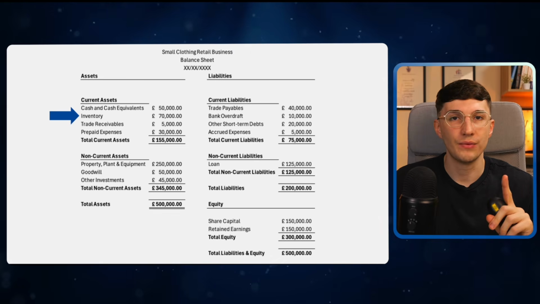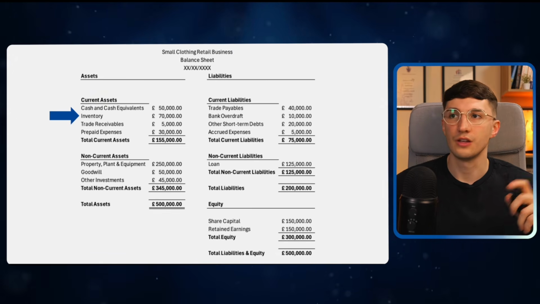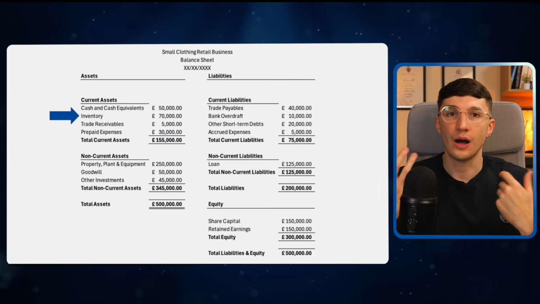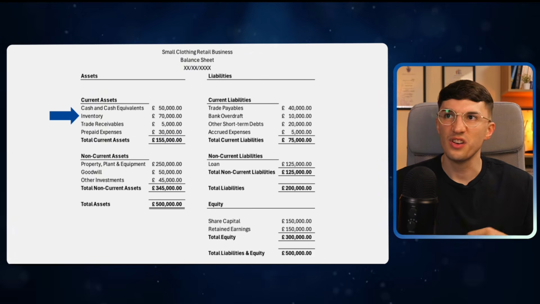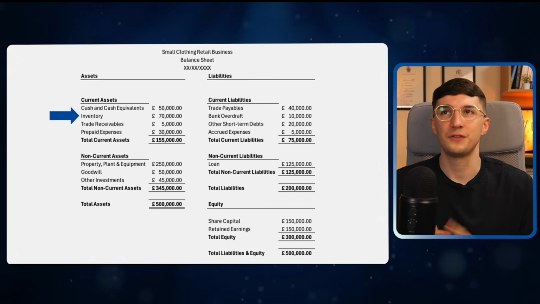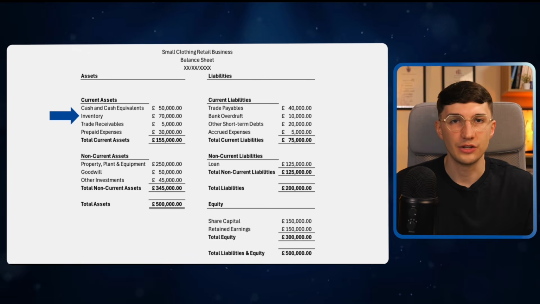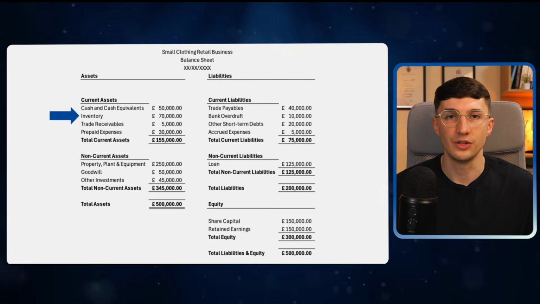And then we've got our inventory, which covers three different things. First of all, it's the raw materials that we use to make the product. The second is our work in progress goods. So the product is going through the production line, it's 50% or 60% completed. And then we've got our finished goods, our stock that is waiting to be sold.